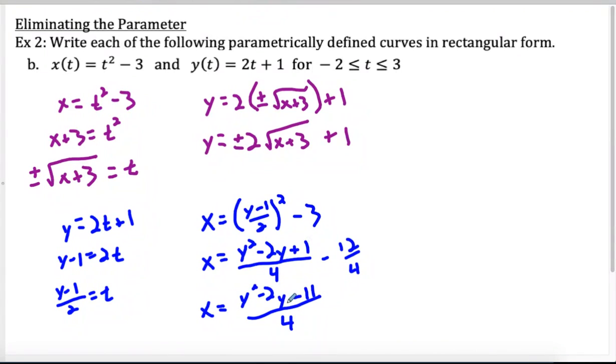So this question actually did not specify how we needed to write our final answer. So this could be a final answer, or this could be a final answer. Now, we do want to pay attention, though. A question could specify, write your final answer as a y equals or as an x equals type of thing. But either of these would be correct rectangular form equations that combine these two parametric equations.